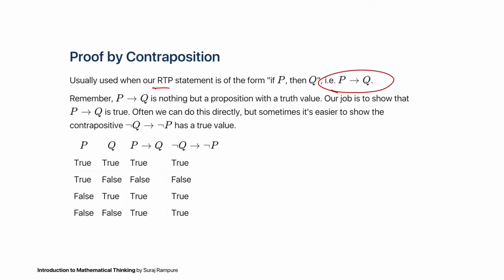So what we'll do is start off by assuming that not Q is true, so Q is false, and we'll show that P has to be false. That means the truth value of the statement is true. What about what's going on down here?